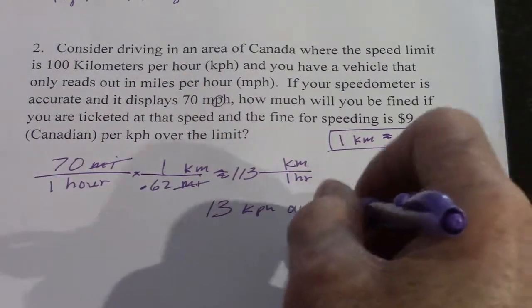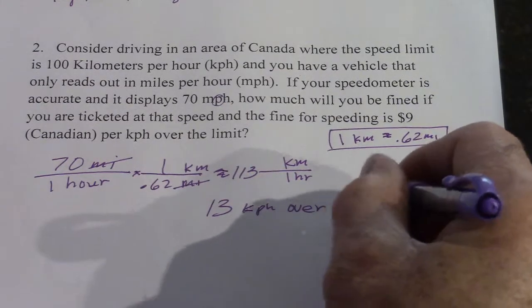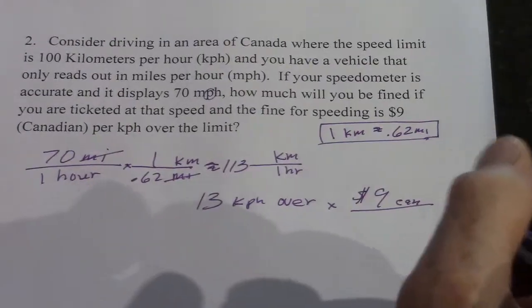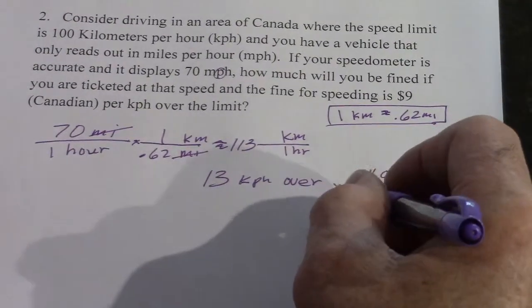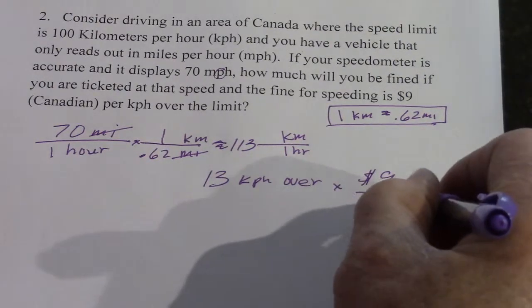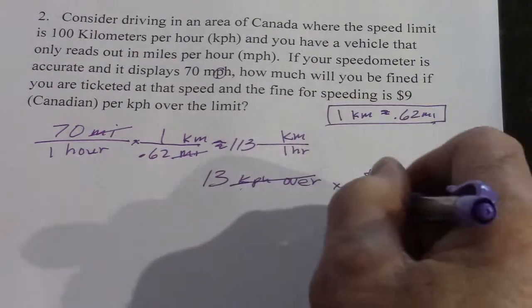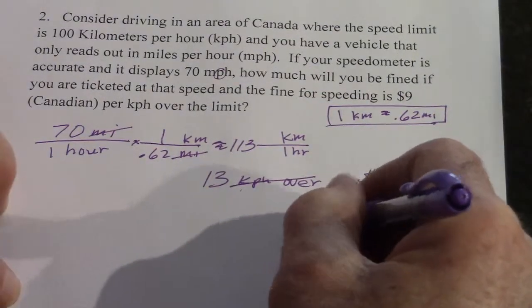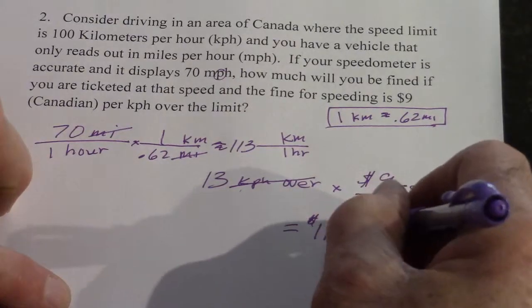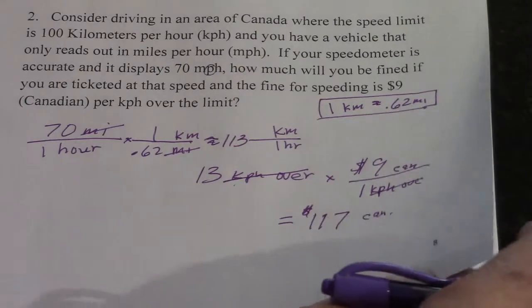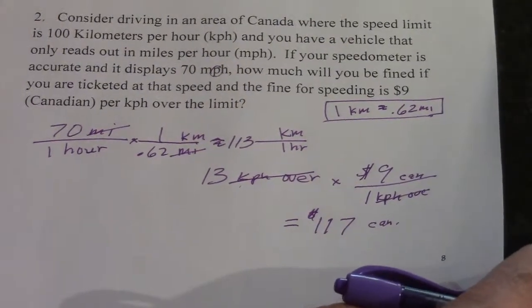That means it's going to cost, if you multiply that, we'll multiply $9, I'll put Canadian down there, they're not quite as much as an American dollar, per 1 kilometer per hour over. So your 13 over is 13 times 9, and 13 times 9 is 117, and those are Canadian dollars. That's probably close to about $100 US. Depends on when that happens, the conversion factor at the time.